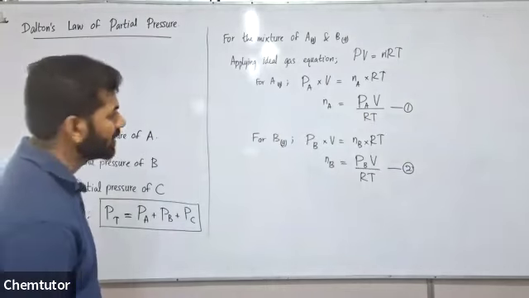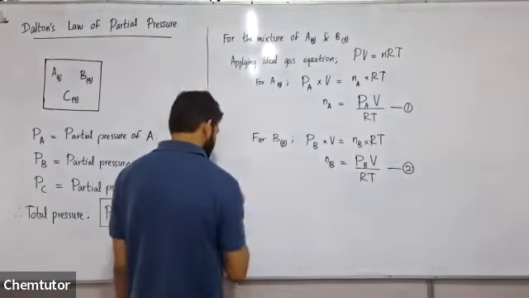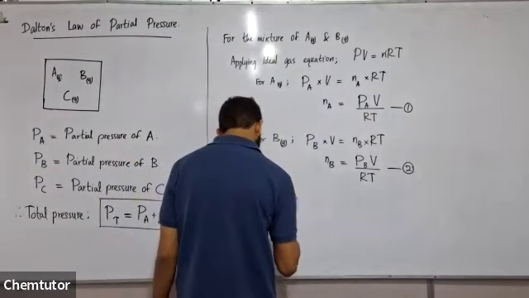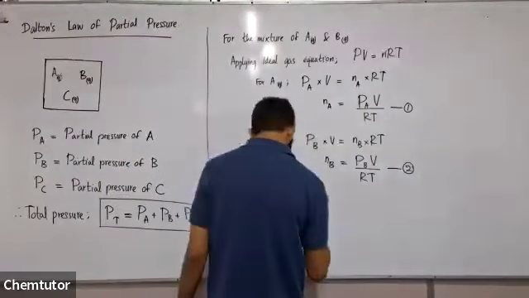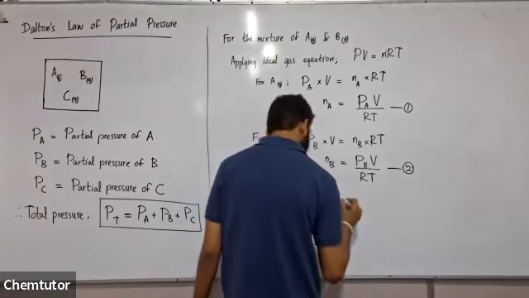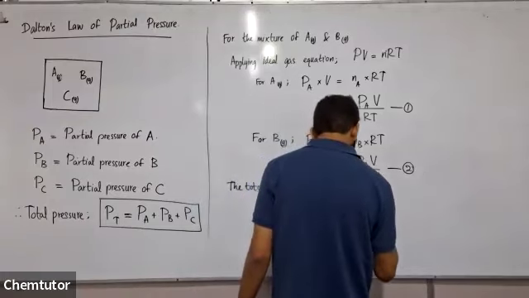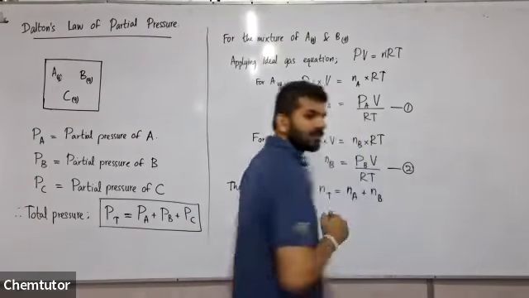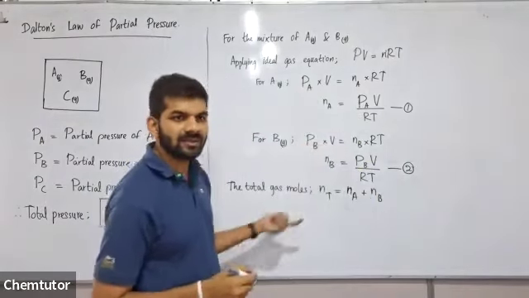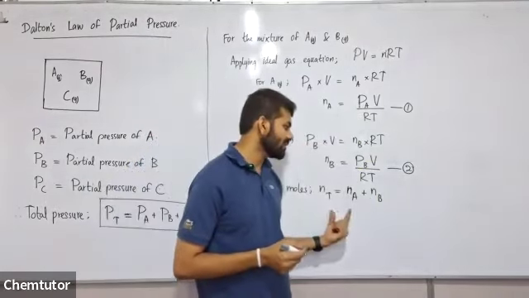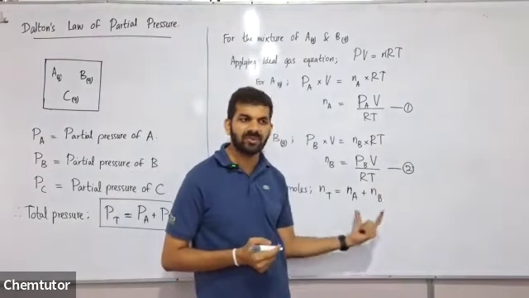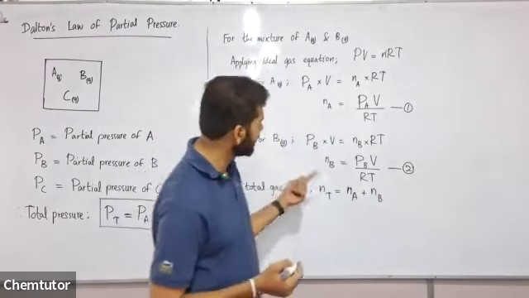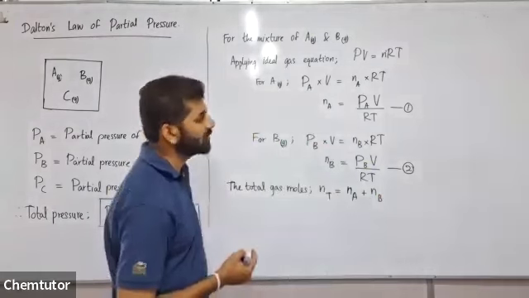Now we know that the total gas moles, that is NT equals Na plus Nb, because A and B are the constituent gases. So the total number of gas moles will be equal to the number of moles of A plus the number of moles of B. Is it clear? Okay. So then we can replace these values with our known values.